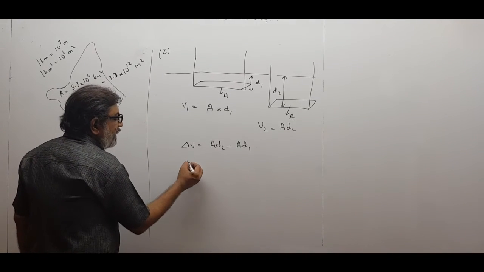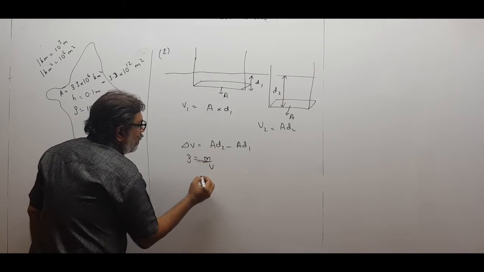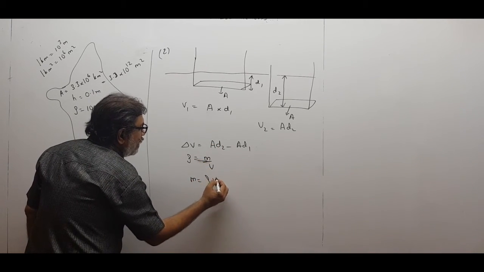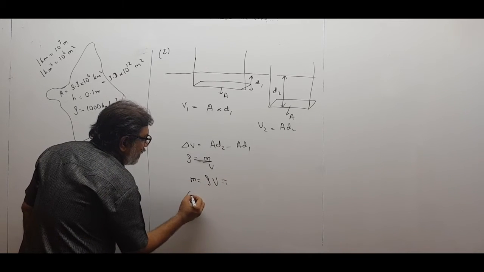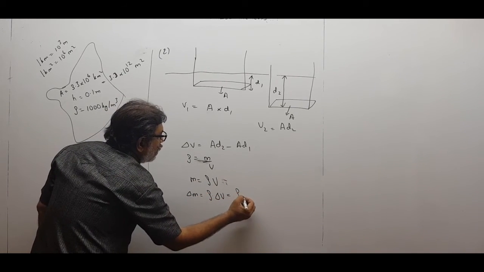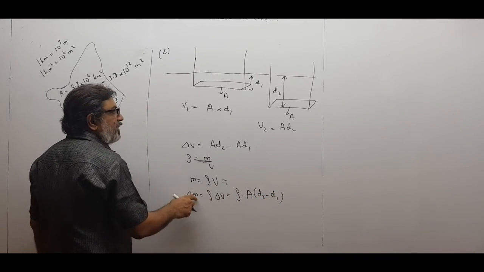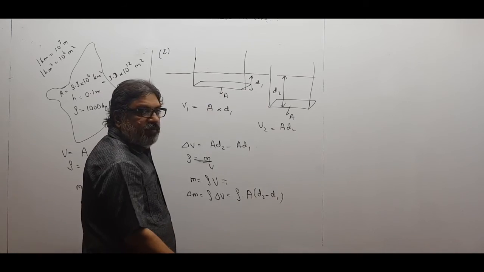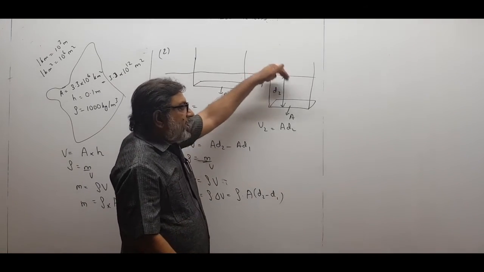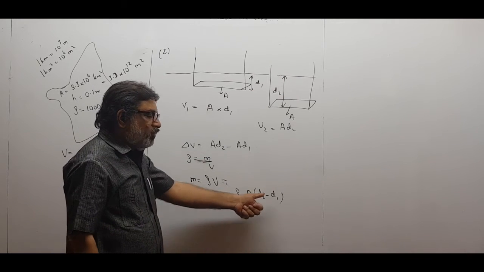We know that density is mass upon volume. So mass will be rho into V. So extra mass will be rho into delta V. That will be rho into A into (d2 minus d1). Extra mass means the mass of the elephant that you put. This was m, and now we are putting the elephant, that is extra mass. So delta m will be rho A (d2 minus d1).